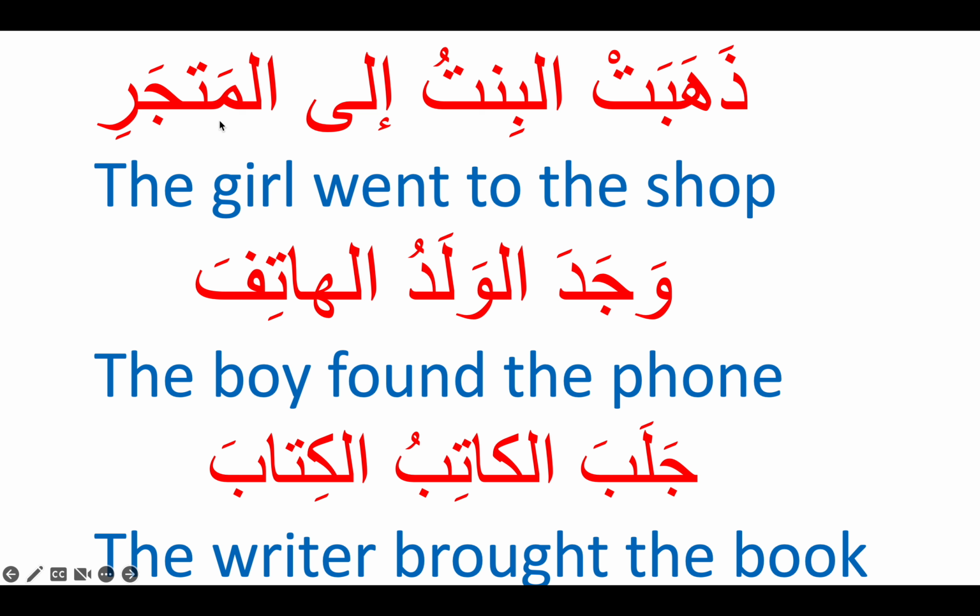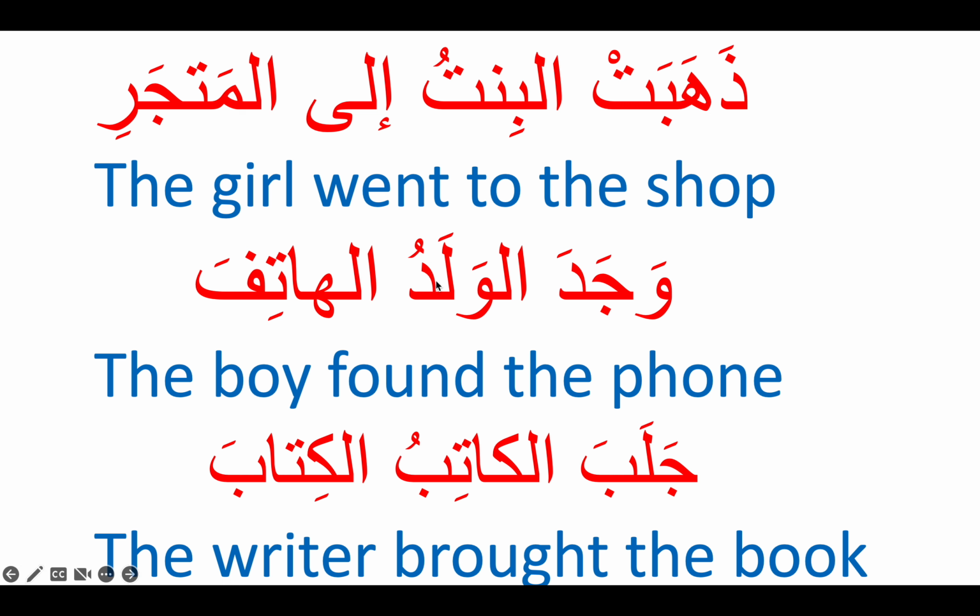إلى is to. المتجر is the shop. Now it's المتجر with the kasra underneath because this noun is in the genitive case. This is because it comes after a preposition. So if a noun comes after a preposition, then the noun is in the genitive case. المتجر. We'll also see a separate video on the genitive case, okay?